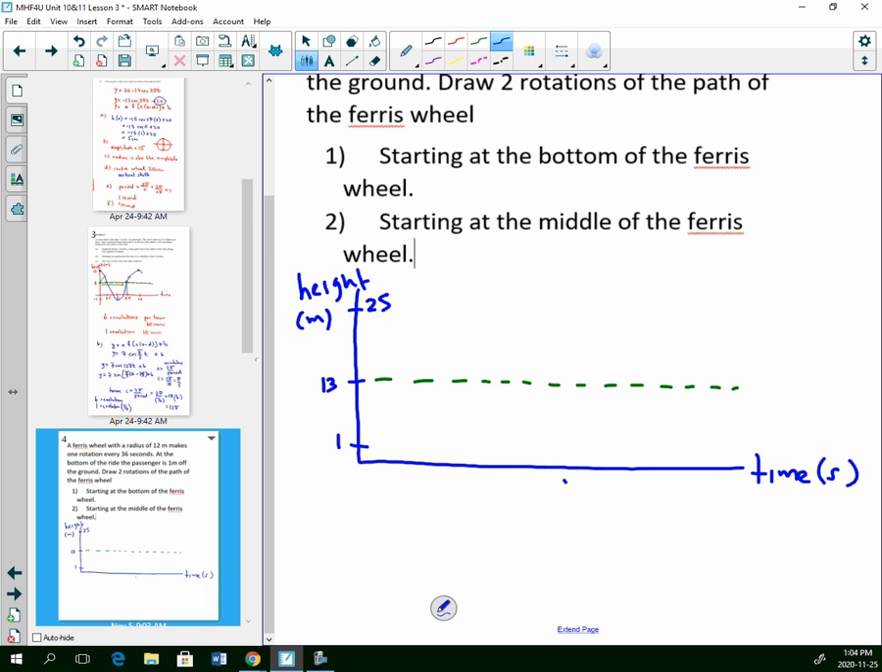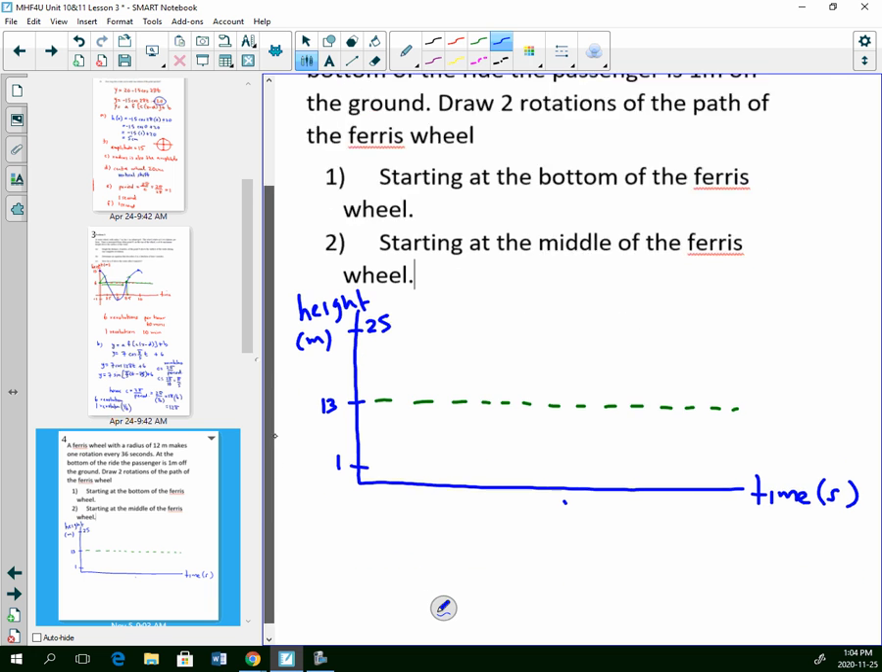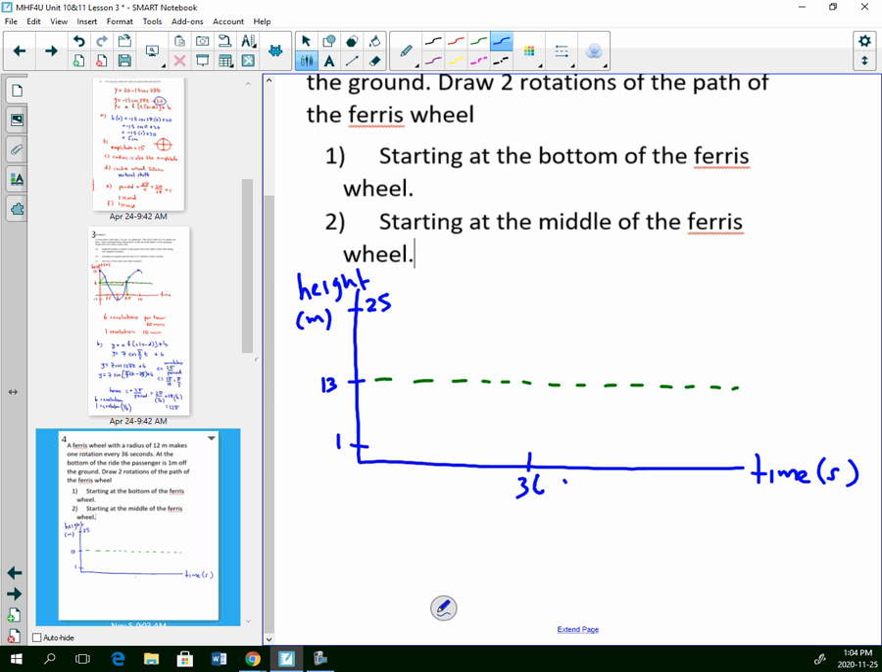It says that 1 rotation takes 36 seconds. It wants me to draw 2, so we'll go to 72. We'll cut that in half, so 18, and then cut it again into quarters. So this is 27, 36, 45, 54. I'm just going to do that number.